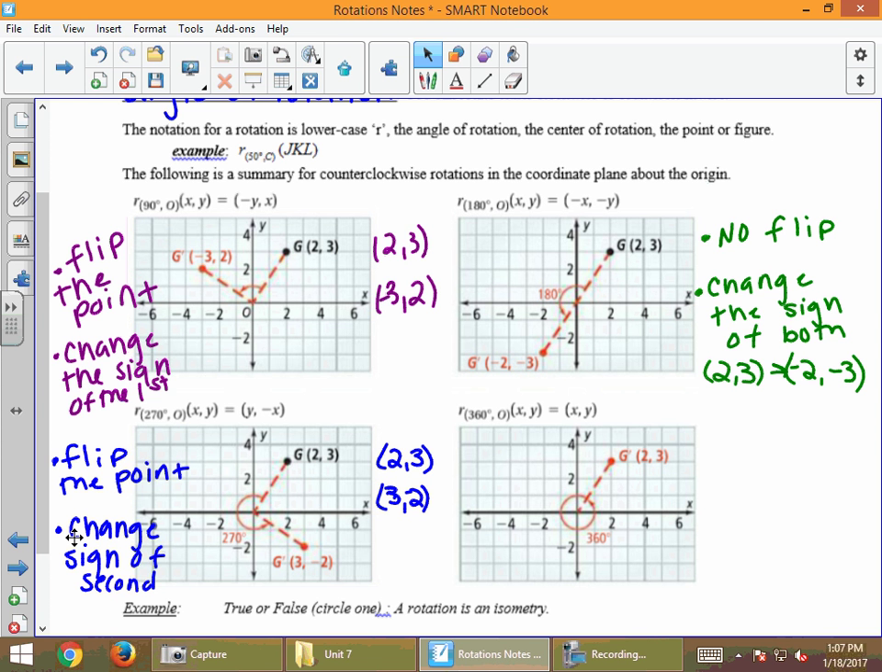What helps me remember is with 90, because 90 comes first, when you flip, you change the sign of the first. 270 comes last, so when you flip, you change the sign of the last one. And that kind of helps me remember. And then 180, there's no flipping, so you can go ahead and change the sign of both of them.